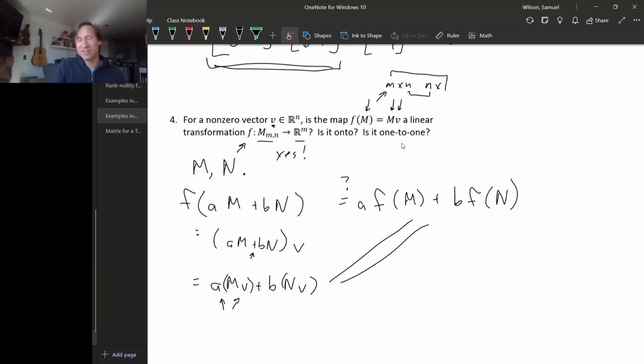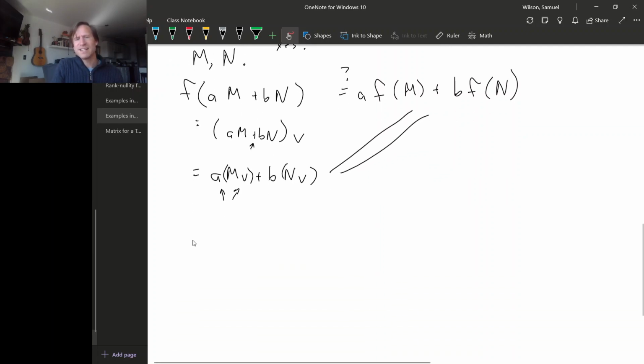So now, is it onto and is it one-to-one? Well, these are harder questions. One of the reasons that these questions are harder is because this vector, we don't know anything about it other than the fact that it's non-zero. What we could do is extend this to a basis.